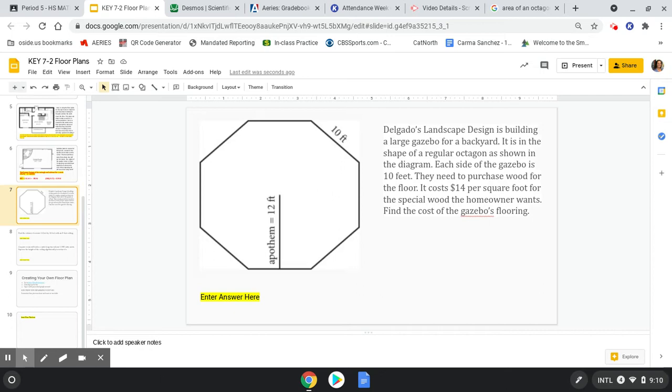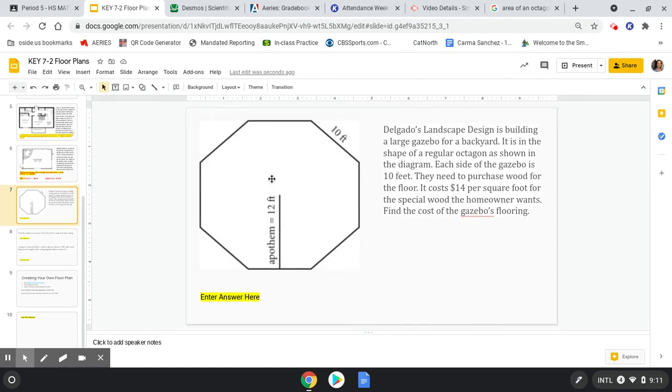Delgado's landscape design is building a large gazebo for a backyard. It's in the shape of a regular octagon, as shown in the diagram. Each side of the gazebo is 10 feet. Notice it's labeled in the image, and they need to purchase wood for the floor. So we're looking for the area of this shape. It costs $14 per square foot to find the wood the homeowner wants. Find the cost of the gazebo's flooring.